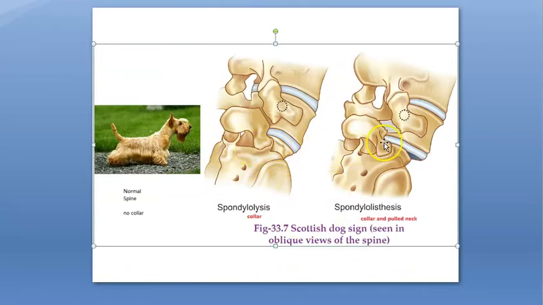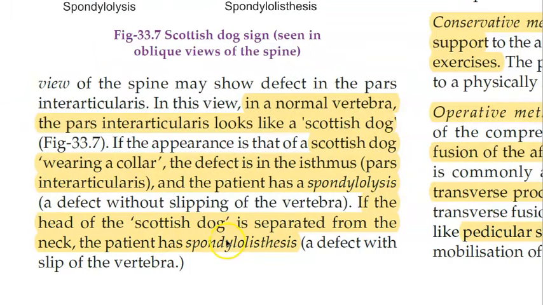You will see a pars interarticularis defect, where the neck is separated, and what else will you see here? The Scottish dog's head is separated from the neck. Then the patient has spondylolisthesis. If it seems to be wearing a collar, it is spondylolysis. If it seems that the head itself is separated from the neck, it is spondylolisthesis.